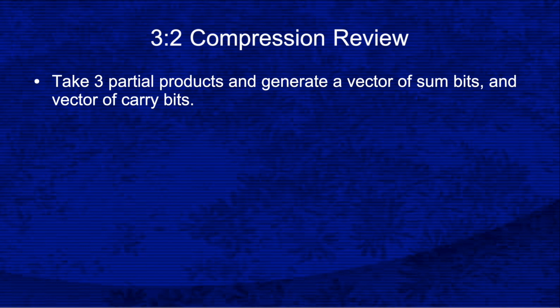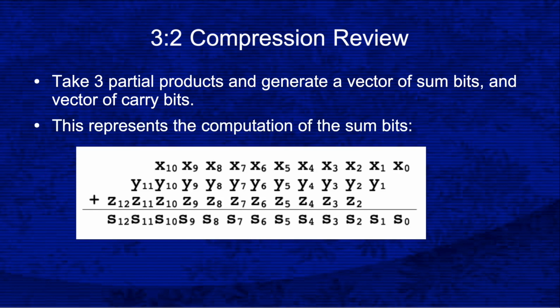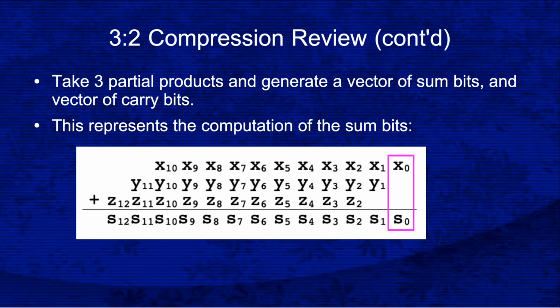Remember that for 3-2 compression, we take 3 of the partial products and compute 2 outputs. This output represents the sum portion of the output of 3-2 compression. Remember that since the 0th bit from the first partial product doesn't line up with any bits for the other 2 partial products, we can simply copy the 0th bit into the sum. These missing bits from the other 2 partial products are effectively 0. In a similar manner, since there is no Z1 bit to compute the sum from the column which has X1 and Y1, we only need a half adder.